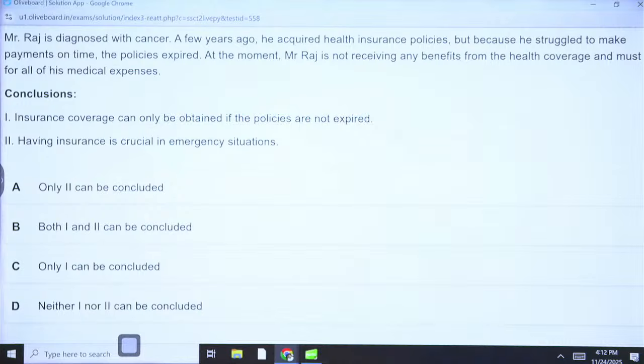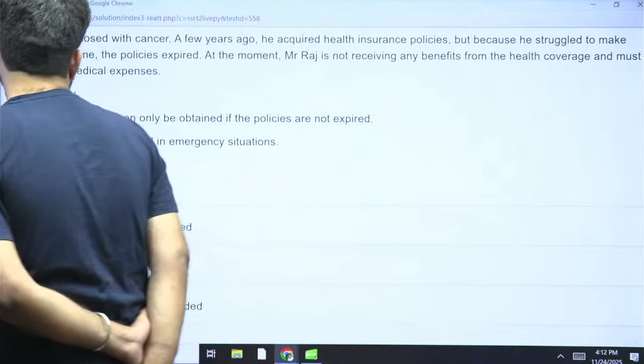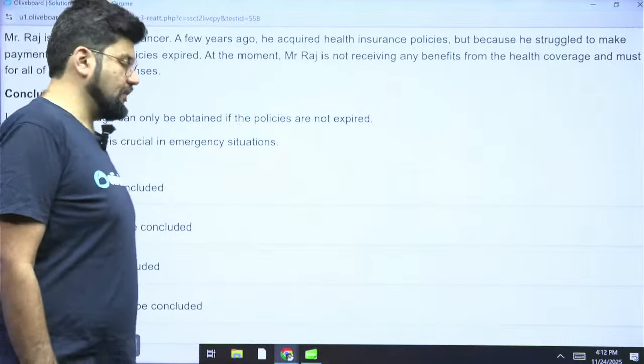Mr. Raj is diagnosed with cancer. A few years ago, he acquired health insurance policies, but because he struggled to make payments on time, the policies expired. At the moment, Mr. Raj is not receiving any benefits from the health coverage and must pay for all of his medical expenses. Conclusions are, insurance coverage can only be obtained if the policies are not expired, and having insurance is crucial in emergency situations.